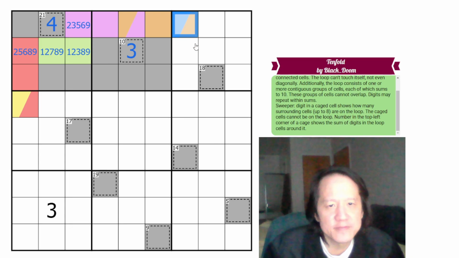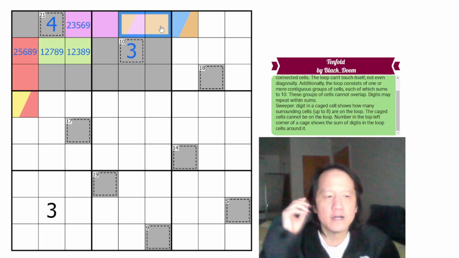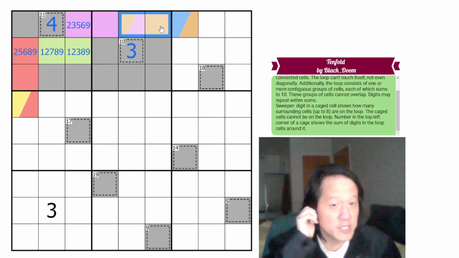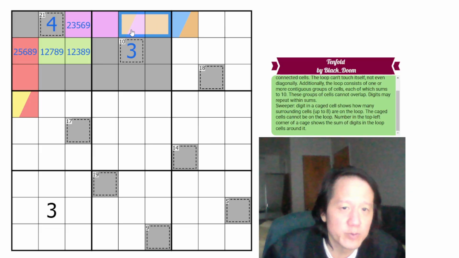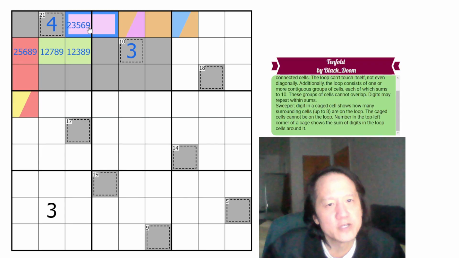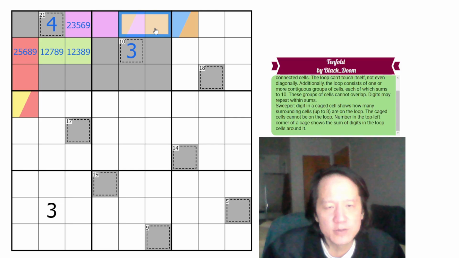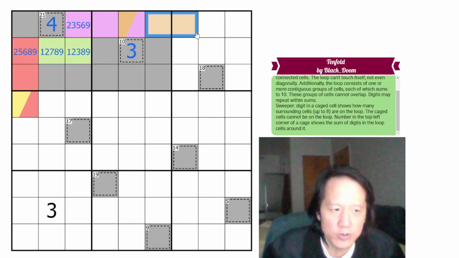If this were a different set, that means this would have to be 2 oranges here and 2 pinks there, because you have to have every cell on the loop be part of a set of 10. So these 2 would have to be part of 10, and these 2 would have to be part of 10. But then these 3 would not add up to 10 because these 2 by themselves would add up to 10. Therefore, this cannot be blue. This has to be part of the orange.